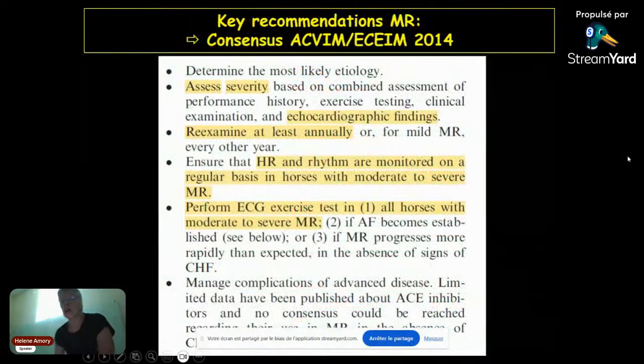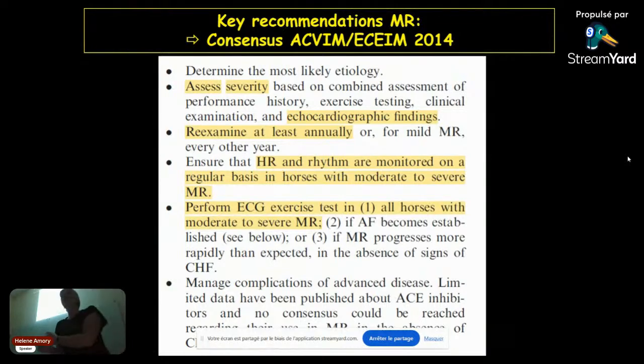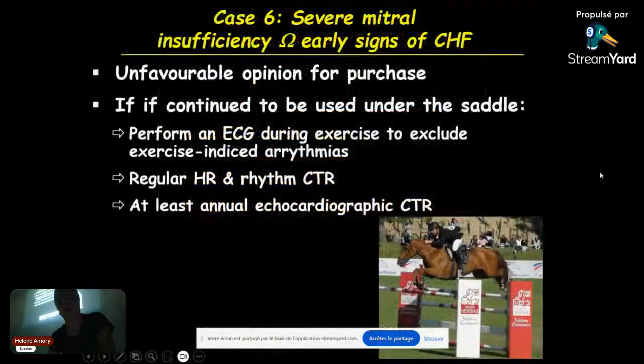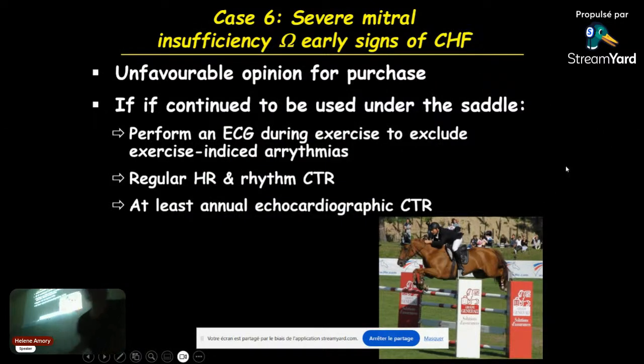Okay, and of course, if they want to continue to use the horse, they have to do an ECG during exercise, just for the safety of the daughter, the future rider. And control regularly the evolution on echography. Thus, we give an unfavorable opinion and suggest doing all those things if they select to continue with the horse.